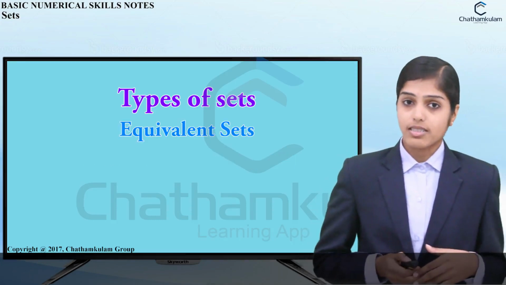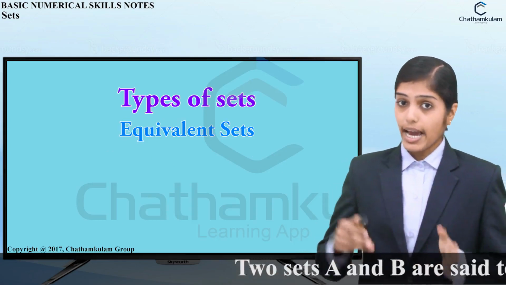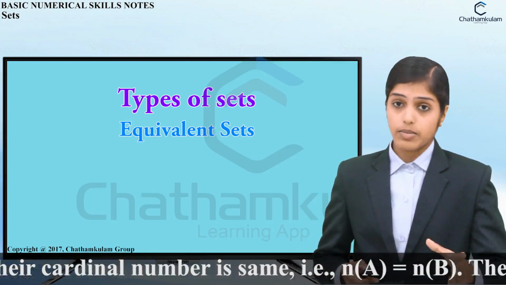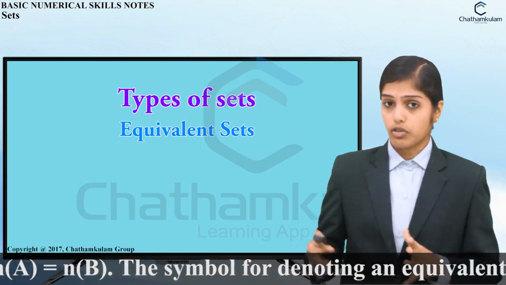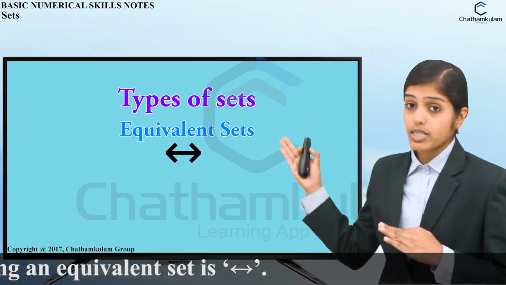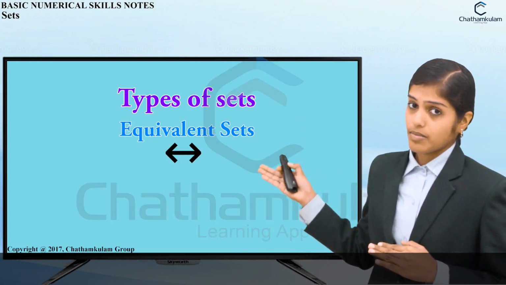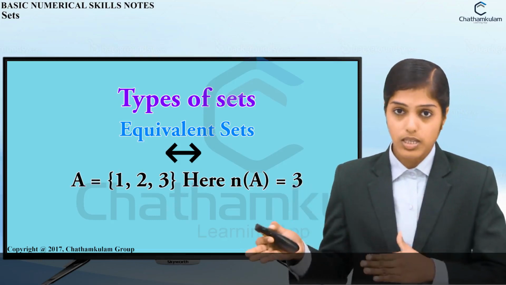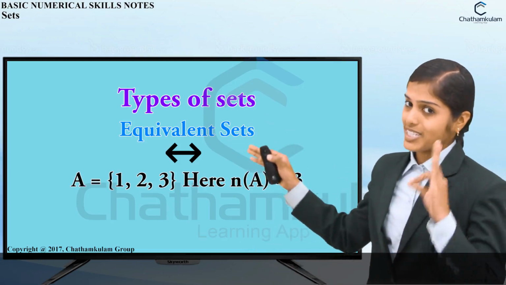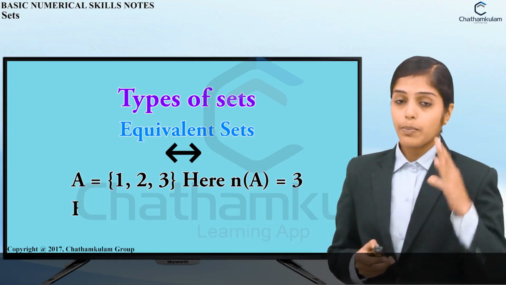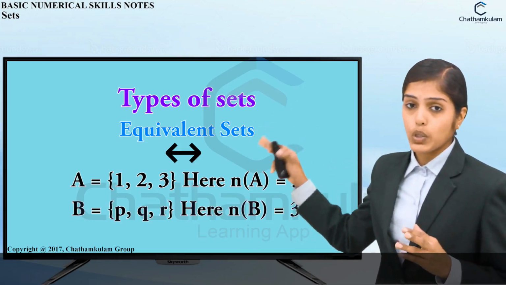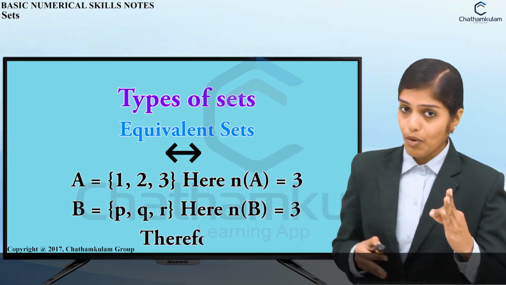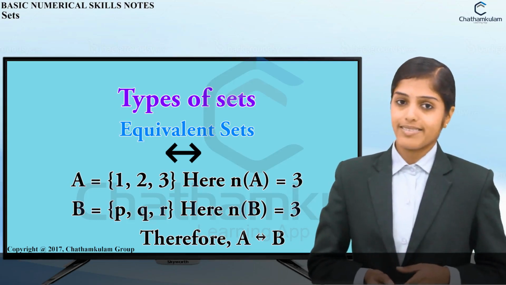Next, equivalent set. Here, two sets A and B are said to be equivalent if their cardinal number is the same. That is, n of A is equal to n of B. The symbol for denoting an equivalent set is here. For example, A is equal to the set of 1, 2, 3. Here, n of A will be 3. Next, set B is equal to the set of P, Q, R. Here also n of B will be 3. Therefore, A is equivalent to B.